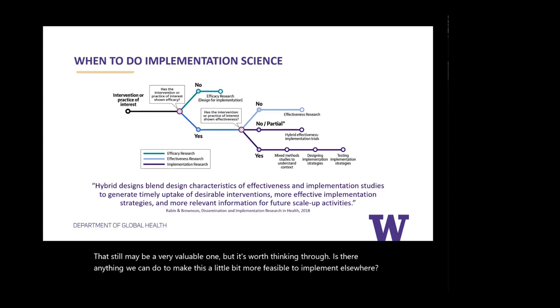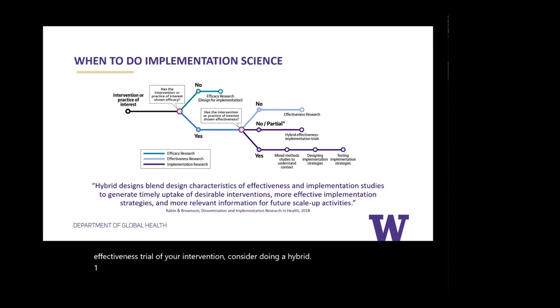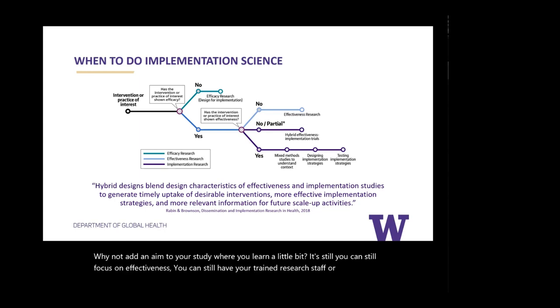Thanks so much. Sure. What I like about this slide and what I try to encourage is that a lot of the folks that I work with in the intervention space want to do effectiveness trials. They're focused really on intervention development and testing, and they may be amenable to doing a pragmatic effectiveness trial, which is great. I would usually encourage them to say, if you're going to do an effectiveness trial of your intervention, consider doing a hybrid one. Why not add an aim to your study where you learn a little bit? You can still focus on effectiveness. You can still have your trained research staff or clinicians delivering this intervention under pretty controlled conditions, so that you can really detect the effect or get the signal of effectiveness out of that design.